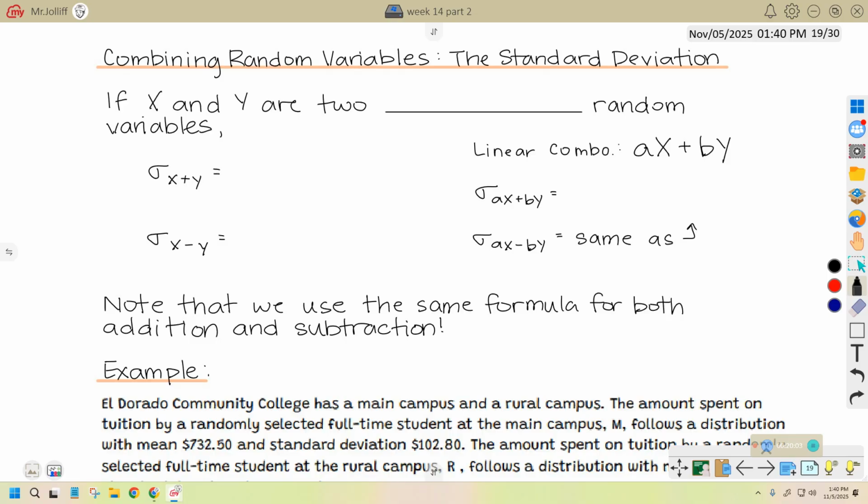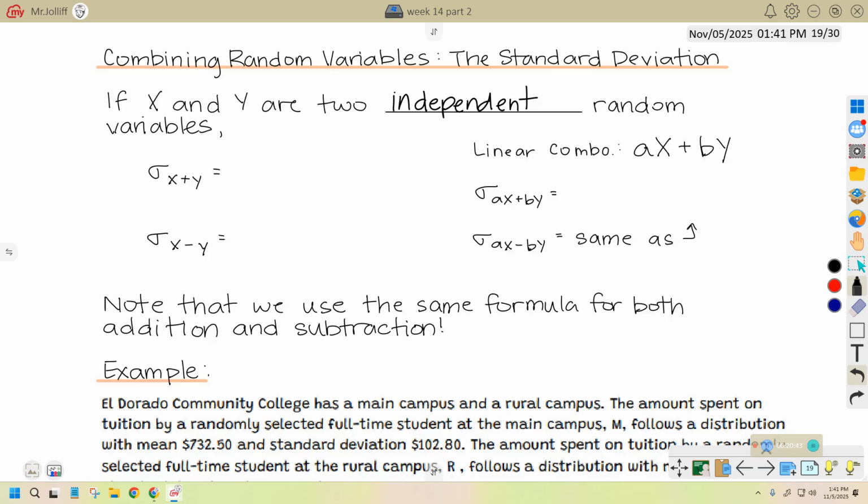All right, the other thing we have to talk about is the spread. We know how to deal with the center. Whatever we did to the variables, we do to the centers. Standard deviation is a little different. First, there is a condition. In order for the formulas I'm about to put up there to work, the random variables x and y must be independent. Independent. Yes, I know how to spell.